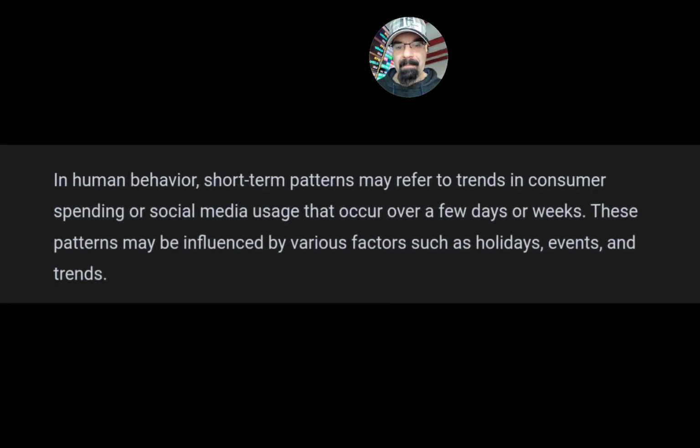In human behavior, and this is very important for short-term behavior, short-term patterns may refer to trends in consumer spending or social media usage that occur over a few days or weeks. These patterns may be influenced by various factors such as holidays, events, and trends. So when we look at things in the short term, we can be influenced in a much more impactful way than in the long term because you have what?